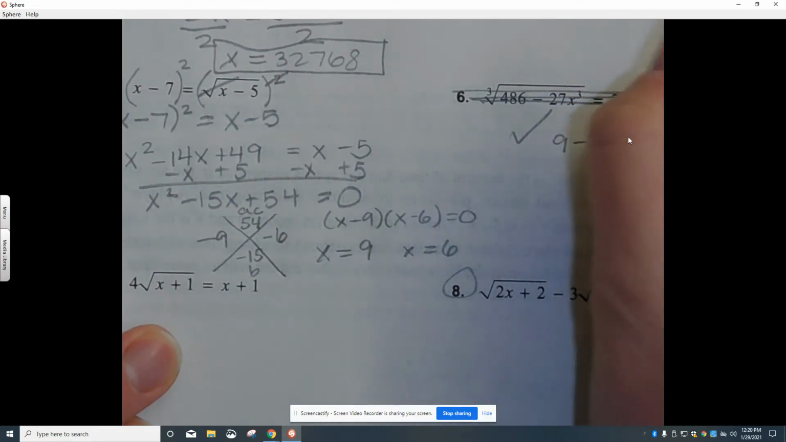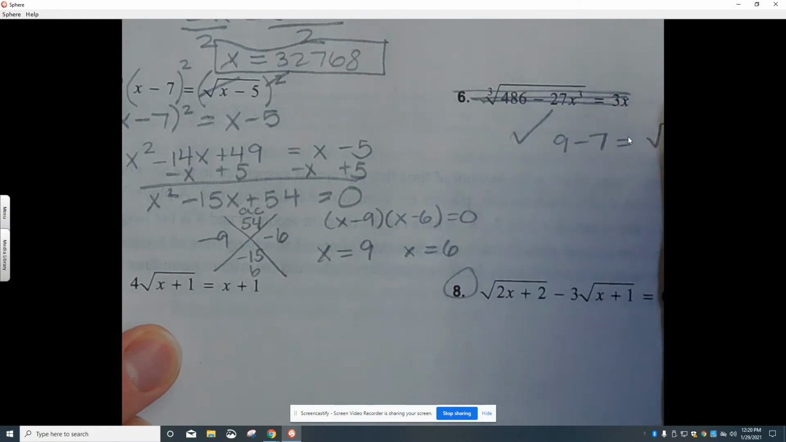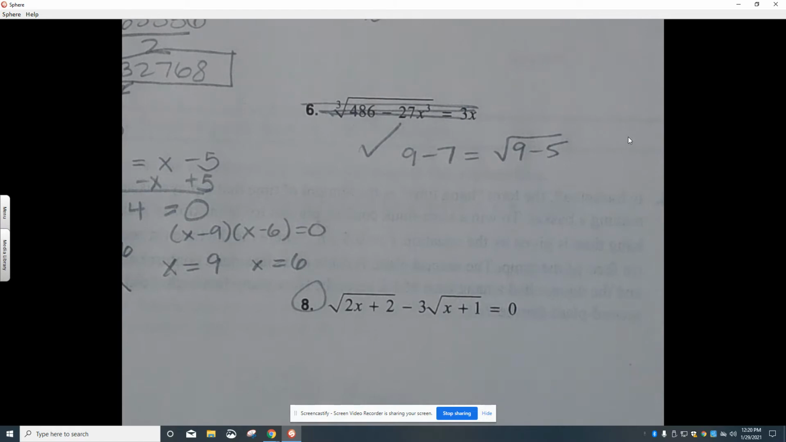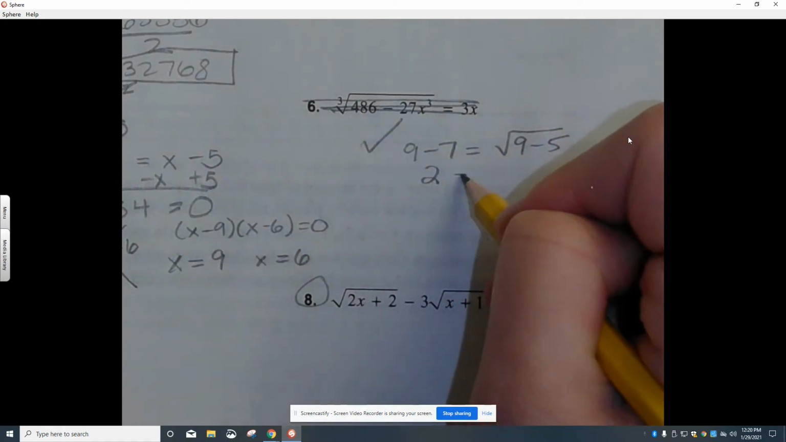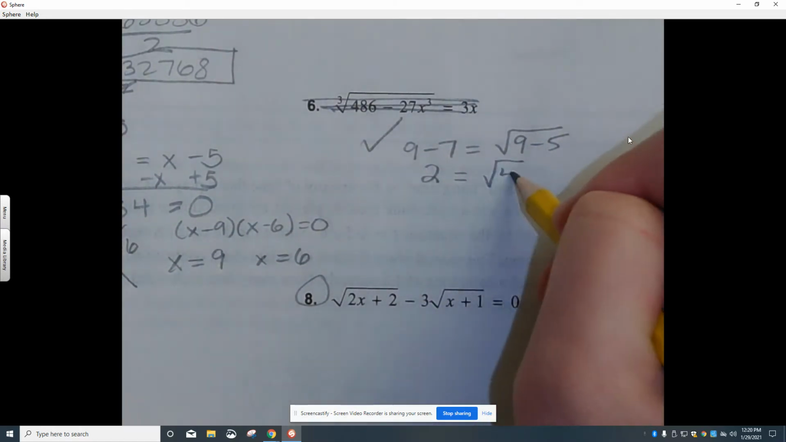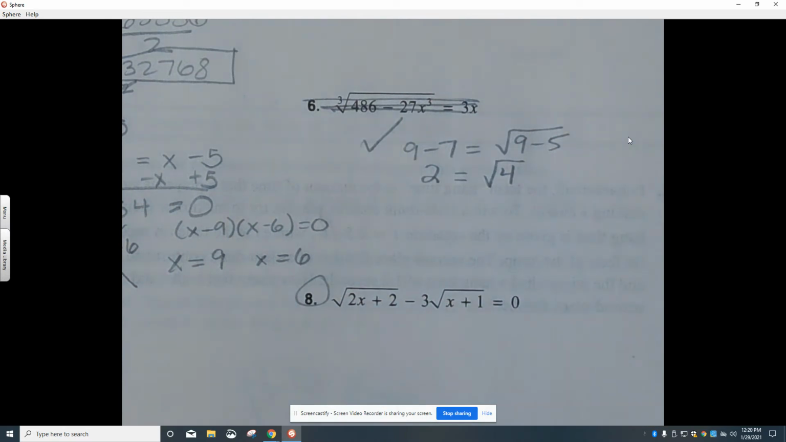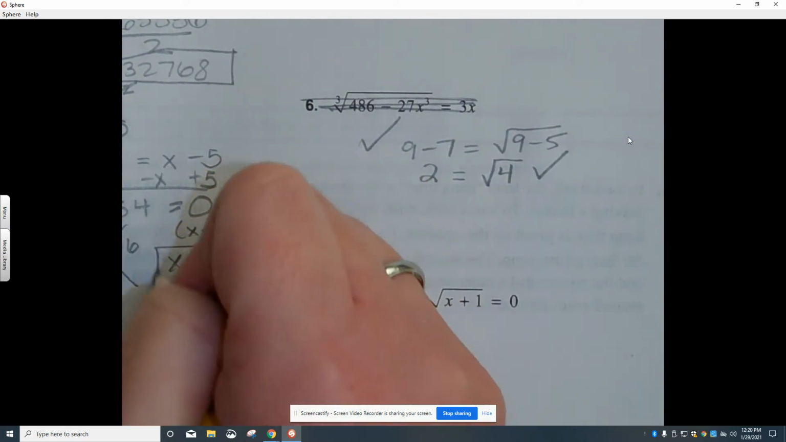So 9 minus 7 equals square root of 9 minus 5. Possibly, we have to solve this. So if we solve that, we've got 9 minus 7 is 2. 9 minus 5 is square root of 4. And the square root of 4 is 2. So this is one of my answers.